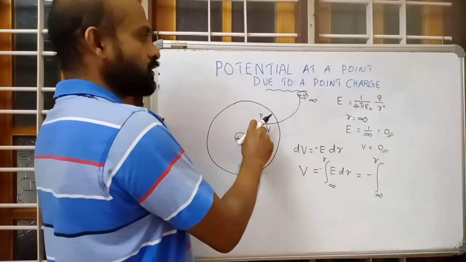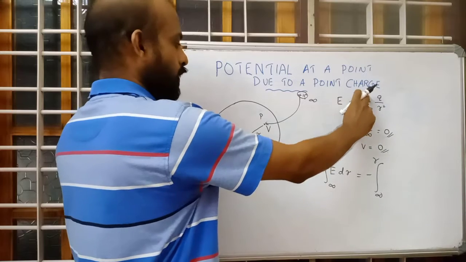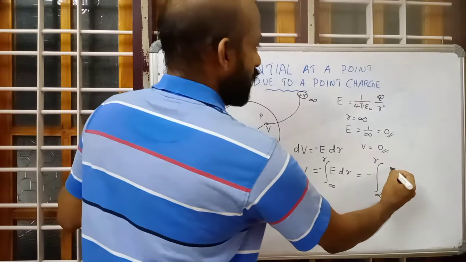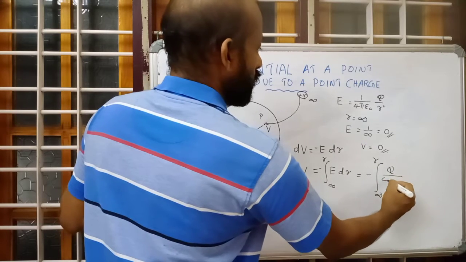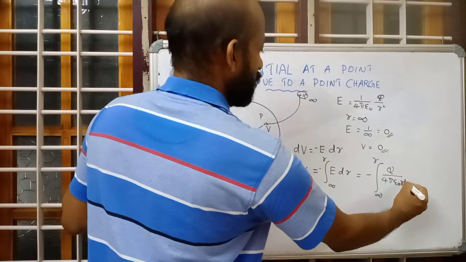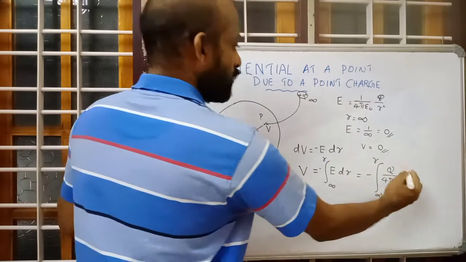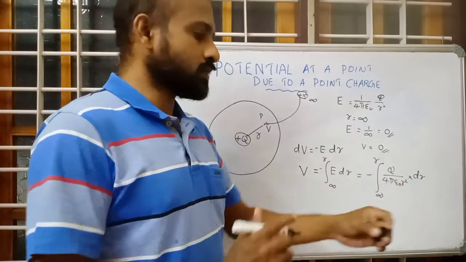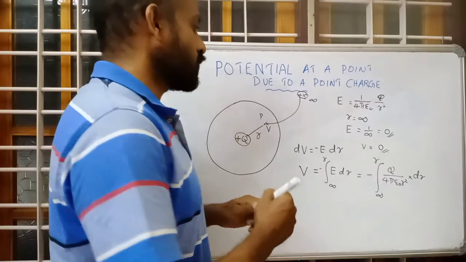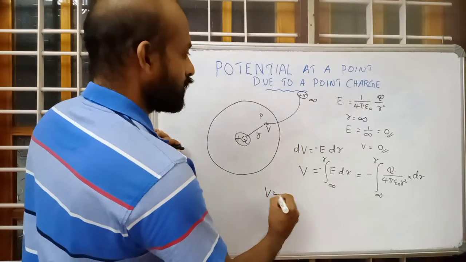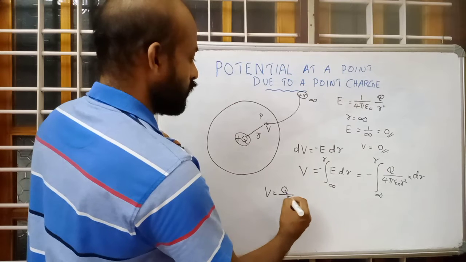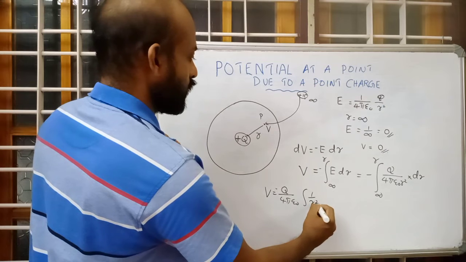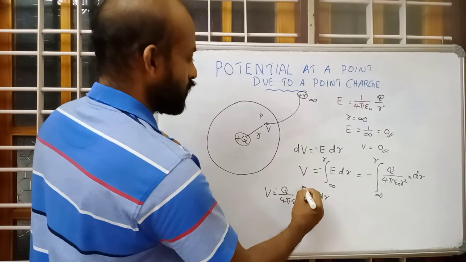At this distance, what is the electric field? We know the equation: electric field is 1 by 4 pi epsilon 0 q by r square. I just replace it with capital Q by r square. I will substitute Q by 4 pi epsilon 0 r square for E, then I have dr. Here Q is constant. So V is equal to, taking other terms outside the integration, Q by 4 pi epsilon 0 into minus, and the remaining is 1 by r square dr from infinity to r.